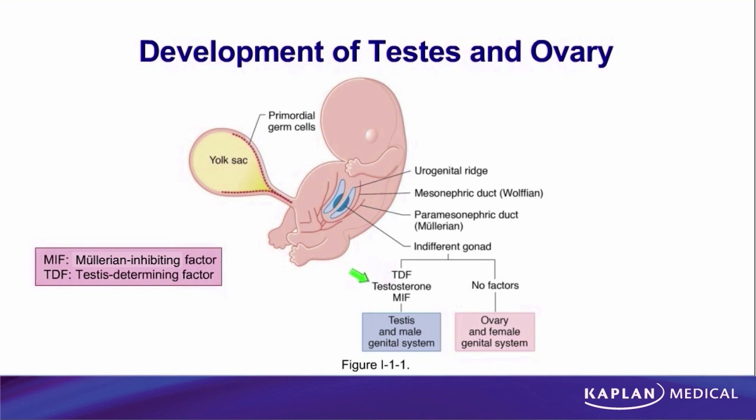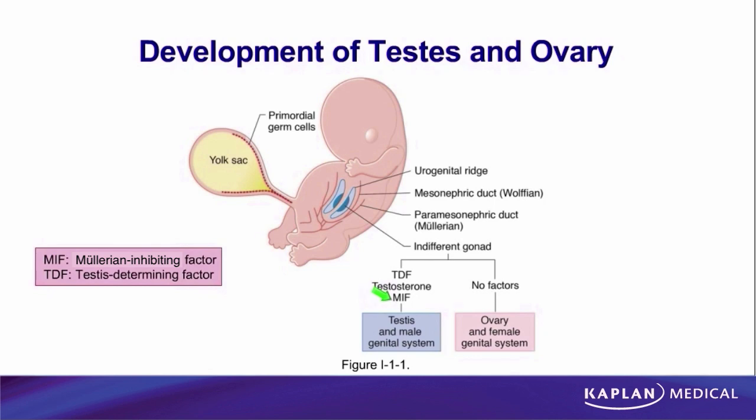Now, remember that we said that this embryo was pre-programmed to become female, which means it's pre-programmed to develop a female genital system. In other words, it's pre-programmed to have uterine tubes and a uterus and a vagina. So if you want this to be a normal male, not only do you have to form the male genital system, you have to prevent the formation of the female genital system. And the way that is accomplished is with a substance called Mullerian inhibiting factor or Mullerian inhibiting substance, abbreviated here MIF, Mullerian inhibiting factor.